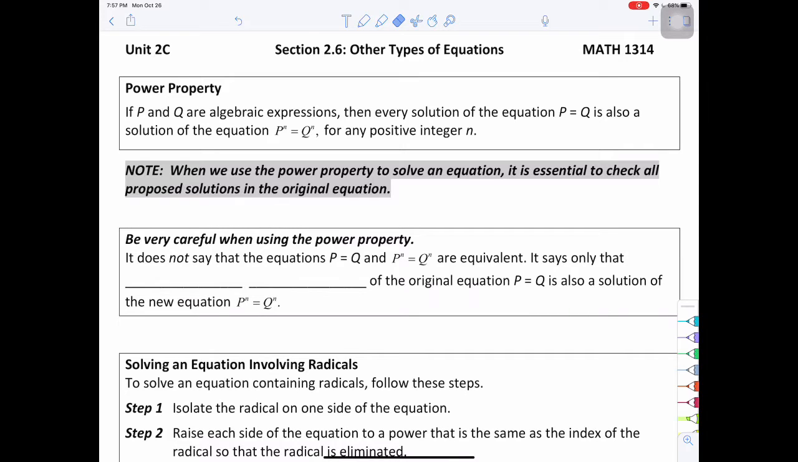This is part 1 of section 2.6, other types of equations. And we're going to start with the power property and solving equations with radicals in them.